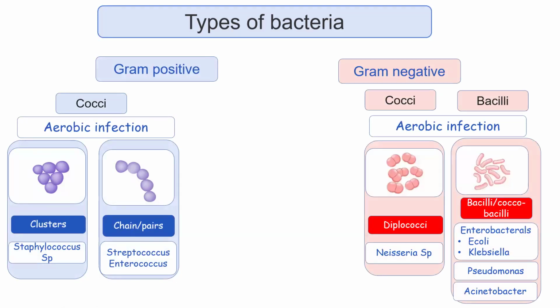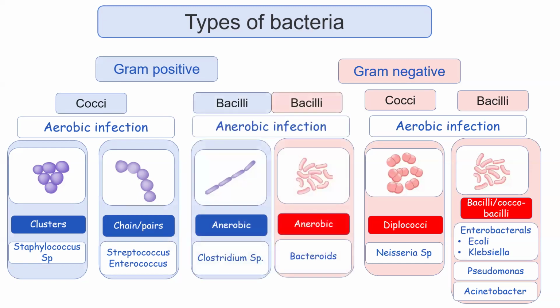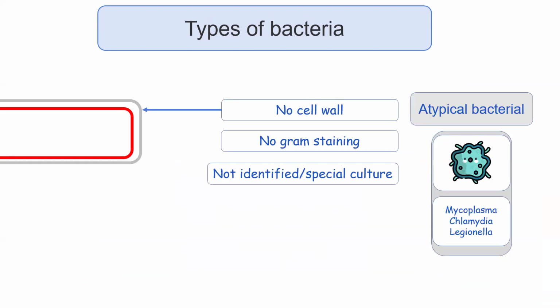And we have aerobic gram-negative cocci and bacilli. For gram-negative cocci in aerobic infection, we have examples like Neisseria species, which appear as diplococci. And for gram-negative bacilli in aerobic infection, we have either bacilli like Enterobacterales or Pseudomonas, or coccobacilli like Acinetobacter. And we have anaerobic infections, like gram-positive anaerobic bacilli such as Clostridium species, and gram-negative anaerobic bacilli like Bacteroides.